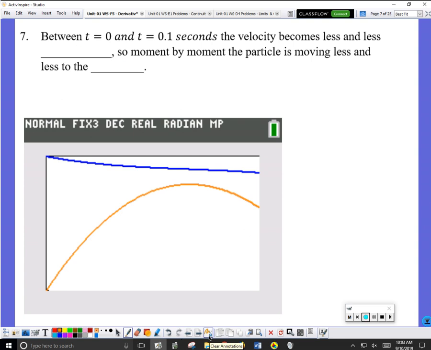So here, just restating what we just talked about. From time 0 to 0.1, the velocity becomes less and less negative. On the AP test, any G period is a valid abbreviation, so feel free to use that all year. The graders accept that. So moment by moment, the particle is moving less and less to the left, and the particle is slowing down as it moves to the left. Questions?